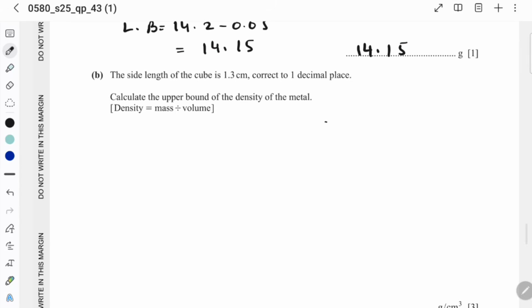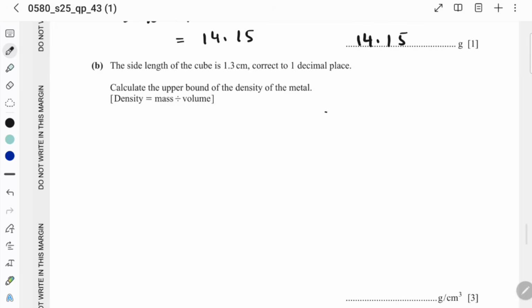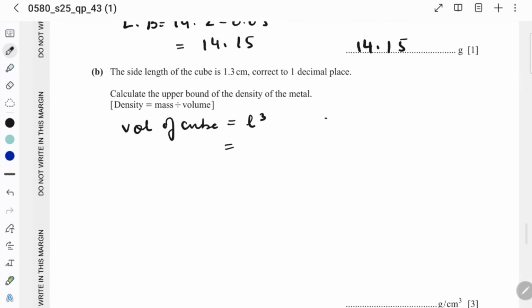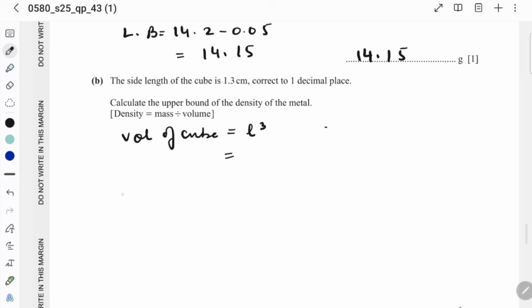It's 1 mark. The side length of a cube is 1.3, correct to 1 decimal place. Calculate the upper bound of the density of the metal. Density is mass over volume. So first of all, calculate the volume. The volume of a cube is L cubed, and the length is 1.3. But we need to find out the density. So density equals mass over volume.